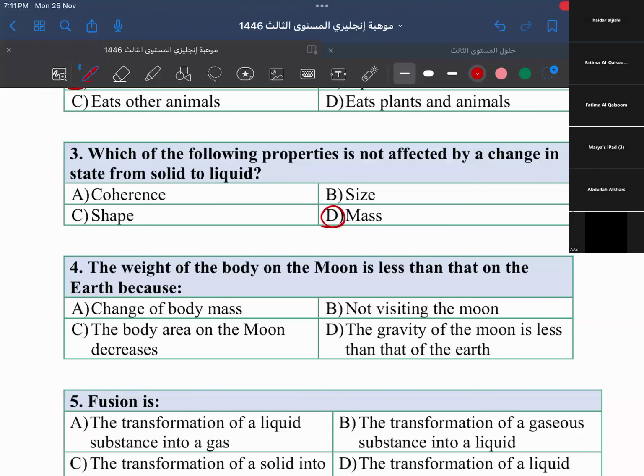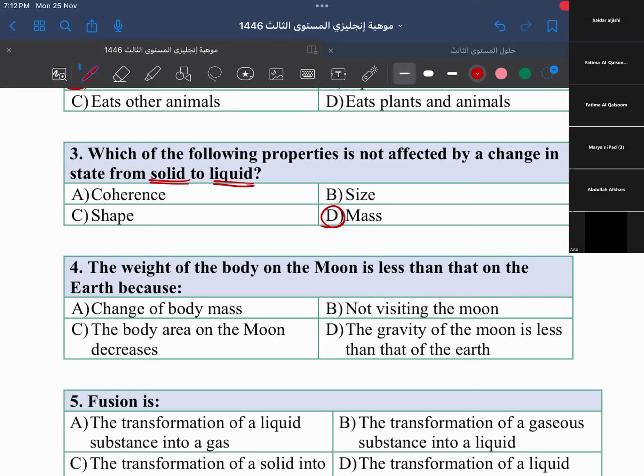Here they're basically talking about the states of matter. What are the states of matter? Solid, liquid, gas. Yes, solid, liquid, gas, and they're also contemplating plasma. But here we're going to see only the three, and we're talking about solid to liquid. You can put an example in your mind, which is ice to water, solid to liquid. Coherence means how close the atoms or the particles are to each other.